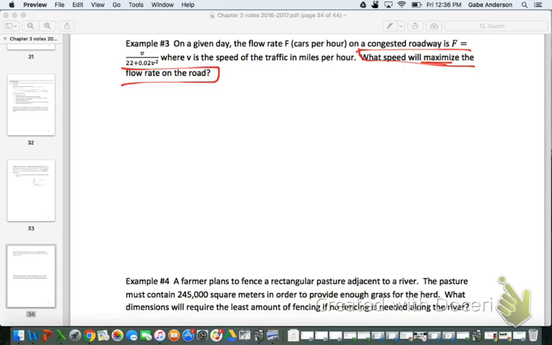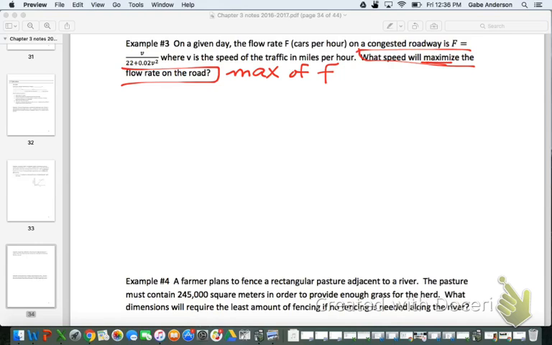It's maximizing the rate of speed. Ooh. It specifically says what speed will maximize the flow rate. So F. That's what I was going for. We want to maximize F. So max of F. That's specifically what we're going for.